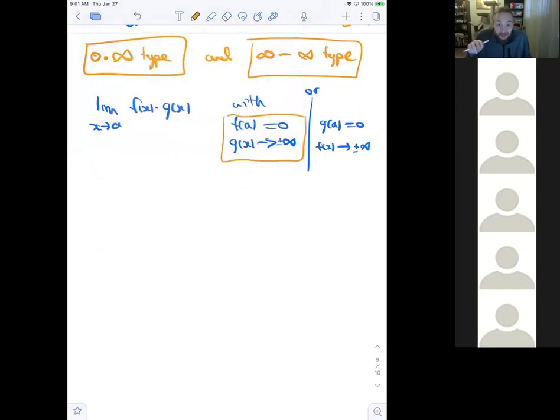I can turn it into either infinity over infinity or 0 over 0 type. And notice that even if I have a number, 1 over 1 over 2 is equal to 2.